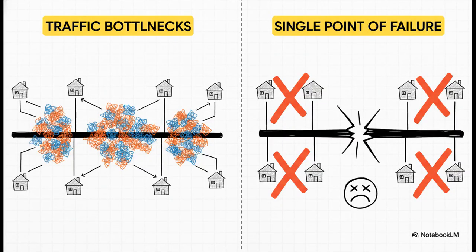And that analogy perfectly highlights the huge flaw here. Just like a real street, if too many people try to use it at once, you get a traffic jam, a bottleneck. But what's even worse? If you get a break in that main road, that central cable, the entire network goes down. It's a massive single point of failure.